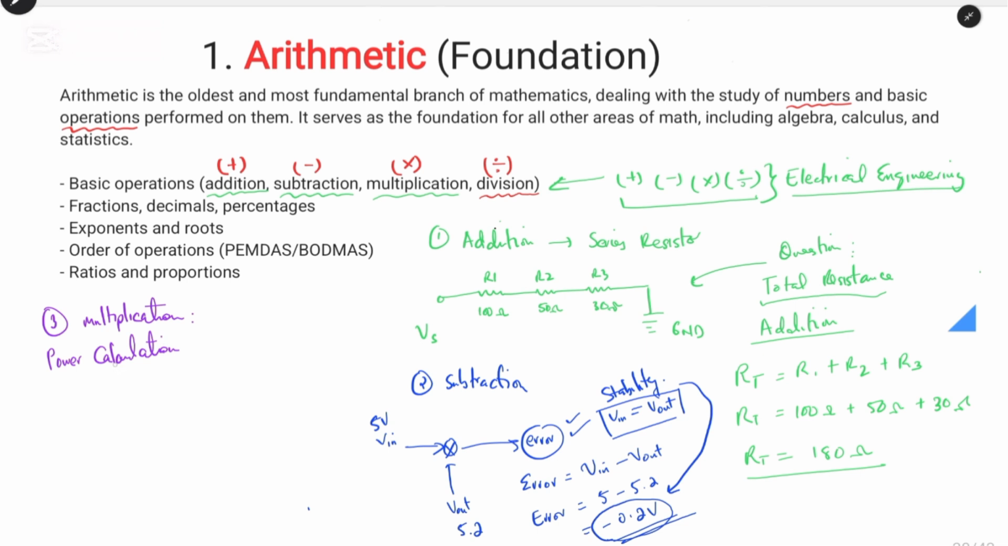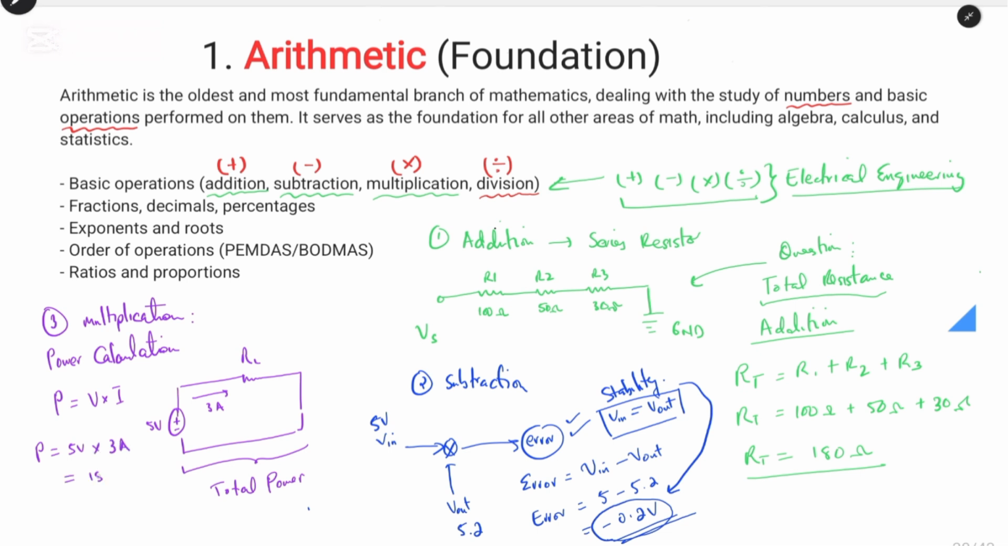In power calculation, we know that power is equal to the voltage times the current. Imagine we have a circuit with a voltage source connected to a load resistor, and we have a current of 3 amps and a voltage of 5 volts. To compute the total power absorbed by this circuit, we compute power equals 5 volts times 3 amps, which gives us 15 watts.